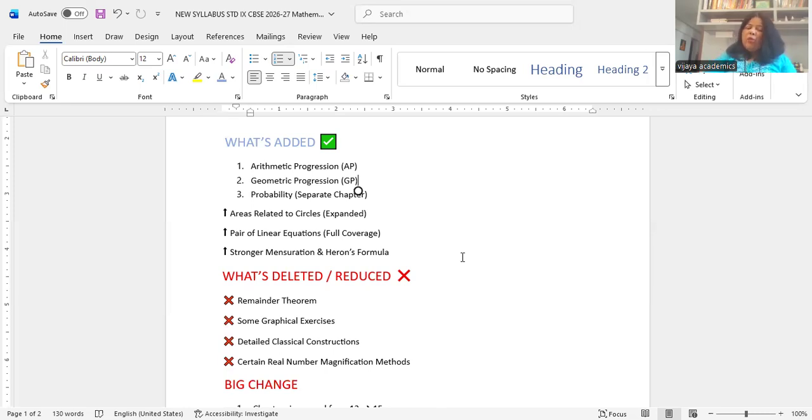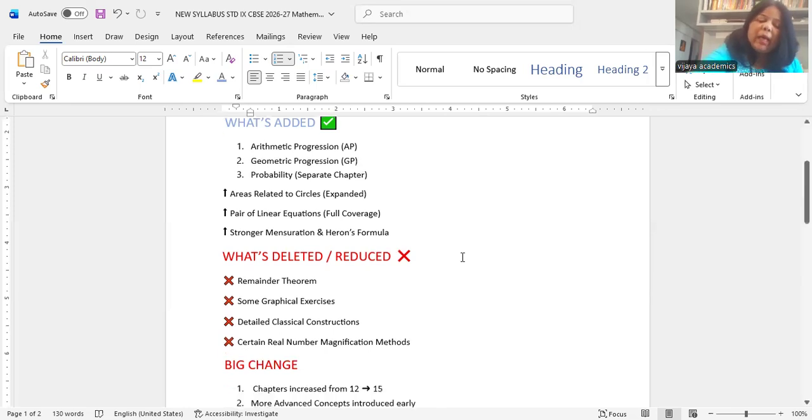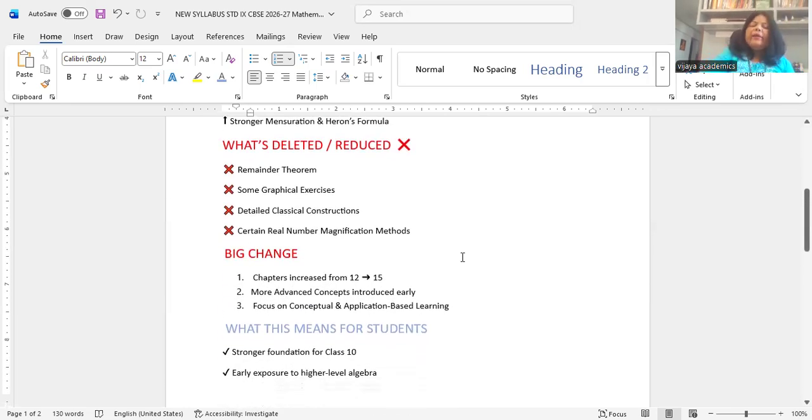Next is what's deleted and reduced. Now let's see what has been deleted and reduced. So first is remainder theorem. It has been deleted. Then some graphical exercises, detailed classical constructions, certain real numbers, magnification methods. All these topics have been deleted.